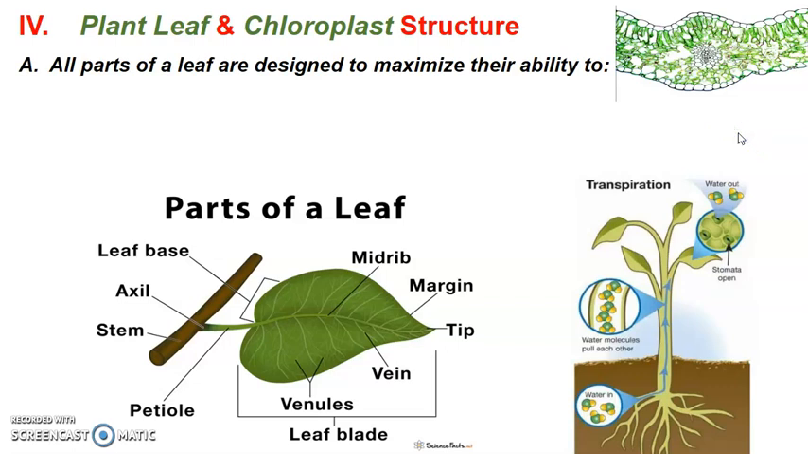Hello class, welcome back to our third lecture video here on Unit 4, Photosynthesis. In this lecture video, we are going to focus on plant leaf structure as well as the structure of a chloroplast, where all the pigments are located.